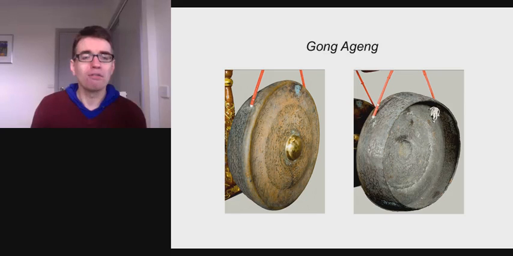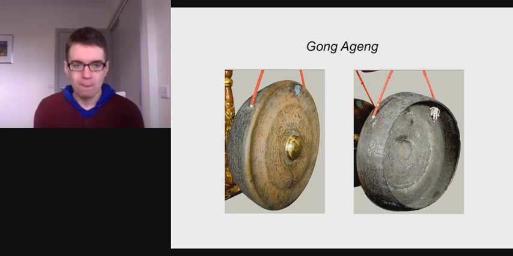On the front side, you can see this golden sticking-out bit in the middle of the gong. This golden sticking-out bit is called the boss, B-O-S-S. And you strike the gong with a large padded mallet just below the center point of this boss.